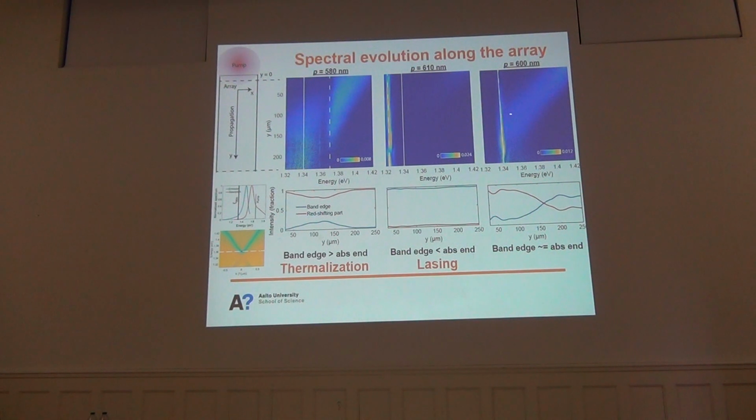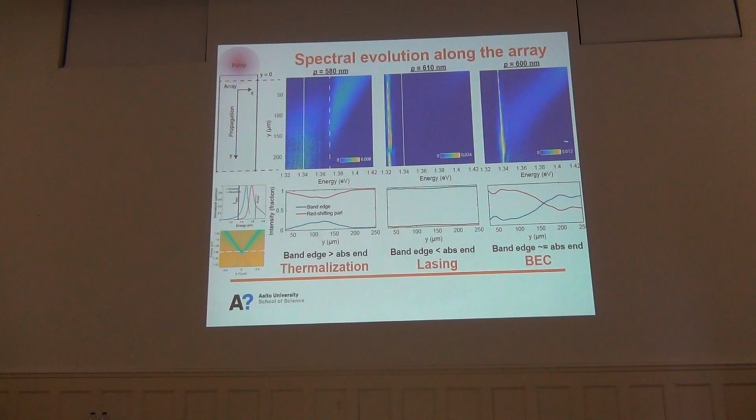How did the emission end up in this band edge? It came through this thermalization process. So we didn't start to emit into the band edge from the beginning of the array, but the population gathers into the band edge only later after going through the thermalization. And this is the case where we observe the Bose-Einstein condensation.